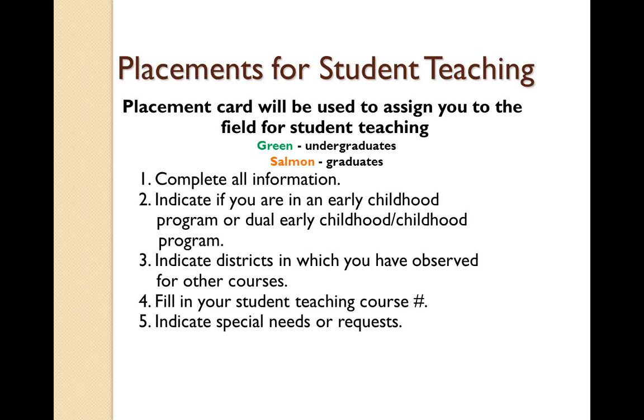Indicate districts in which you have observed for other courses. That would be all your observations over the last year and a half. Fill in your teaching course number, which you can find in the application booklet that we gave you. Indicate special needs or requests. This could be transportation issues, or it could be specific schools you're interested in, and we will take everything into consideration.